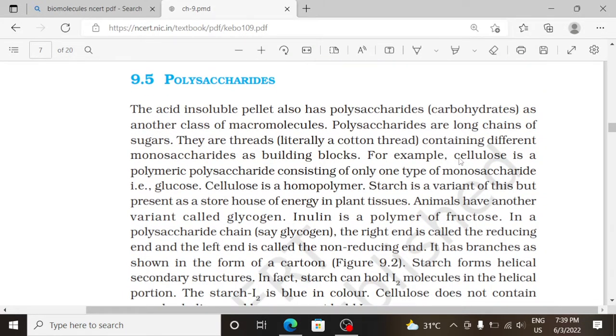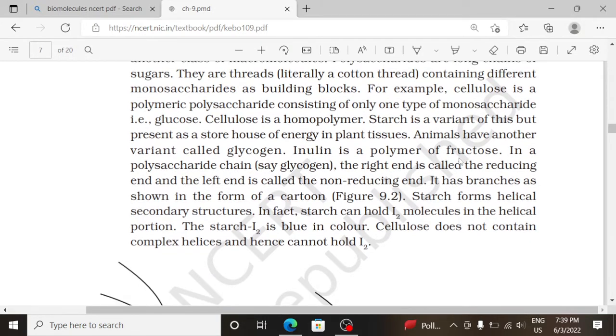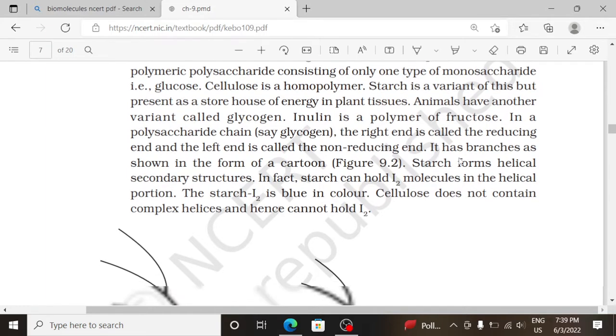Polysaccharides. The acid insoluble pellet also has polysaccharides, that is carbohydrates, as another class of macromolecules. Polysaccharides are long chains of sugars. They are threads, literally like a cotton thread, containing different monosaccharides as building blocks. For example, cellulose is a polymeric polysaccharide consisting of only one type of monosaccharide, that is glucose. Cellulose is a homopolymer. Starch is a variant of this but present as a storehouse of energy in plant tissues.